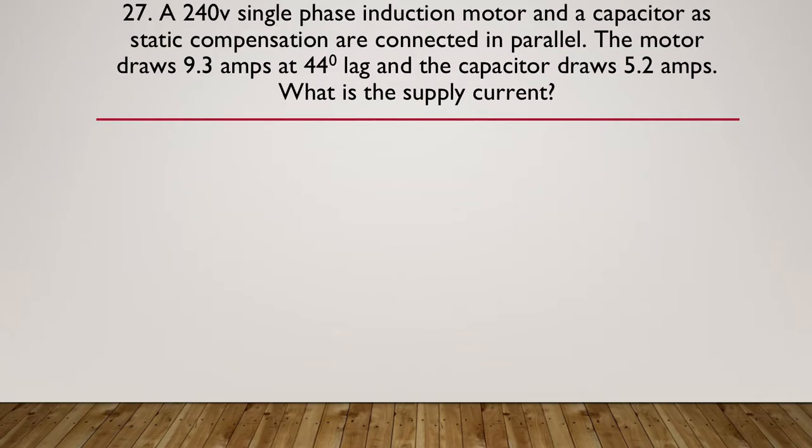Moving on to question 27. A 240 volt single phase induction motor and a capacitor as static compensation are connected in parallel. The motor draws 9.3 amps at 44 degrees lag and the capacitor draws 5.2 amps. What is the supply current? So pause the video here while you have a think about that, note it out and do the calc.